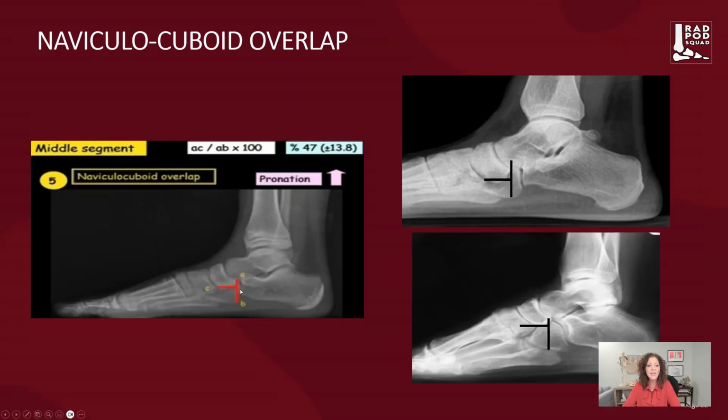In patients who have cuboid navicular coverage of greater than 50%, seen here, we can see that in patients who have pes planus, there's a greater degree of coverage, as opposed to the opposite situation where we see undercoverage. The navicula doesn't really cover the cuboid. That's a situation we see in pes cavus.